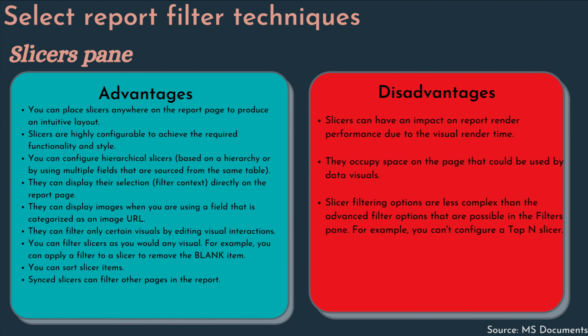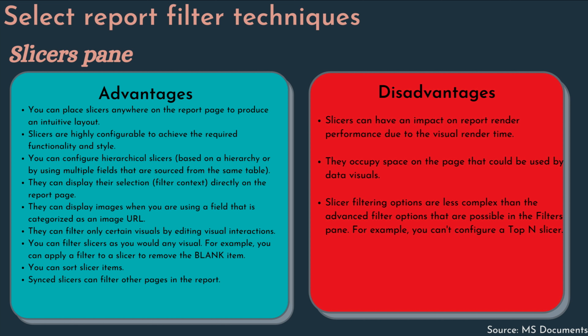Slicers have many advantages, like you can place them anywhere. Slicers are highly configurable. You can configure even a hierarchical slicer. You can display a selection, like you can adjust the dates over there, as I have shown you on the slicer. You can also use an image URL in a slicer. So there are a couple of advantages of them. Plus you can also use the interaction button to sync your slicers or to interact with the other visuals. So you can particularly stop or start filtering a particular visual with the slicer. However, you cannot do it specifically for the filters pane.